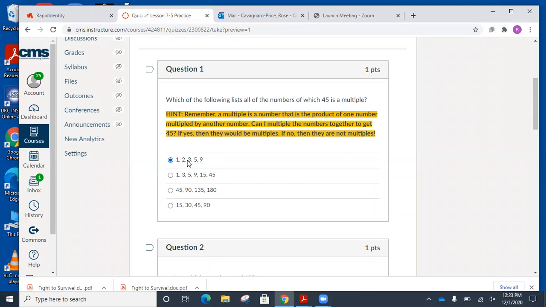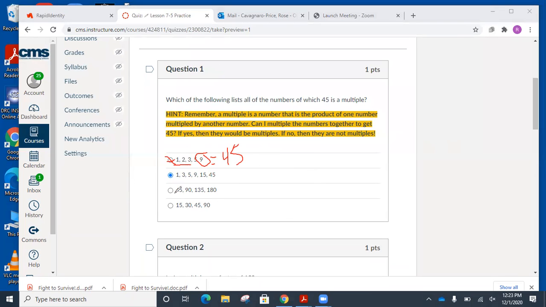So you need to look at each set of these numbers and say, can I multiply these numbers together to get 45? If I cannot, they are not multiples. What here would make 45? Okay, you have to look at all of them and decide which one would make 45. So if I look here, I know that 5 times 9 is 45. That's true. But 1, 2, and 3, 2 times 3 is 6. 3 times 1 is 1. 1 times 2 is 2. They don't make 45. So there's no way that that could be my right answer.